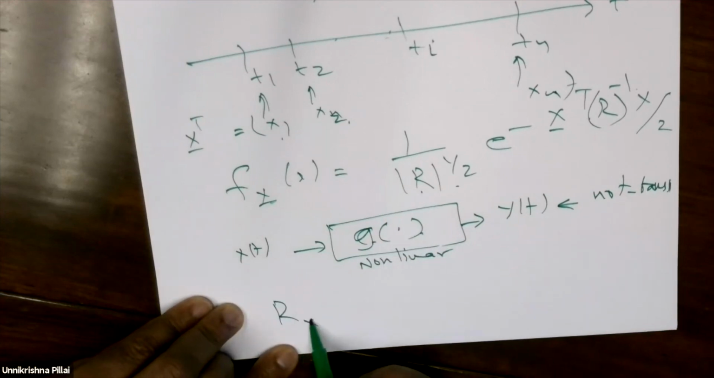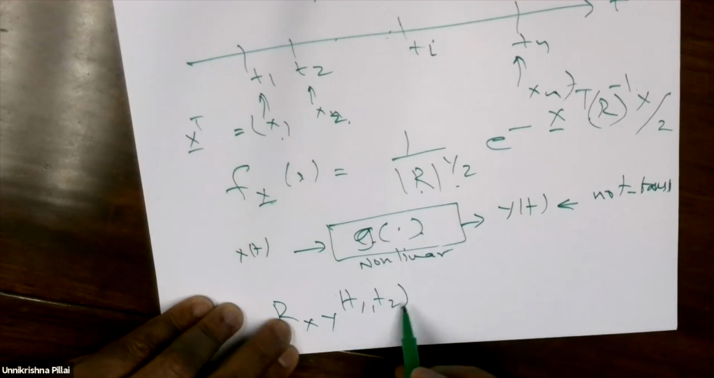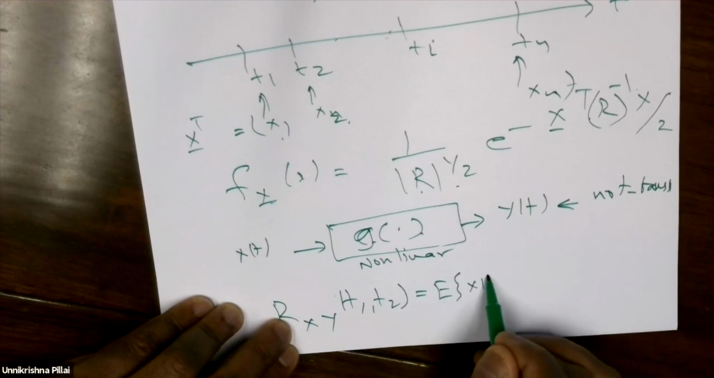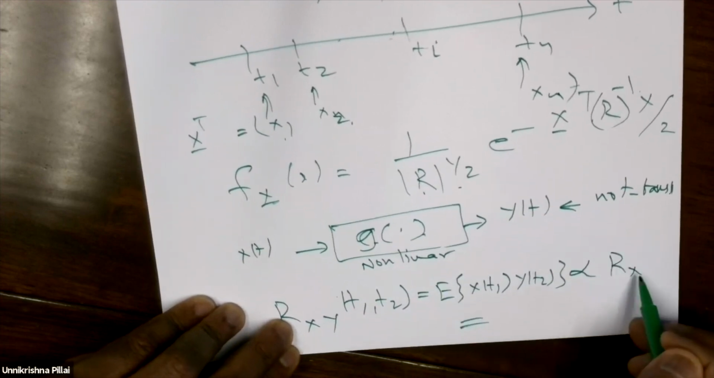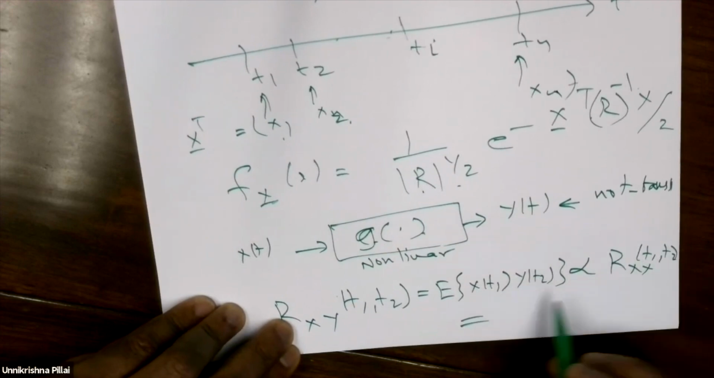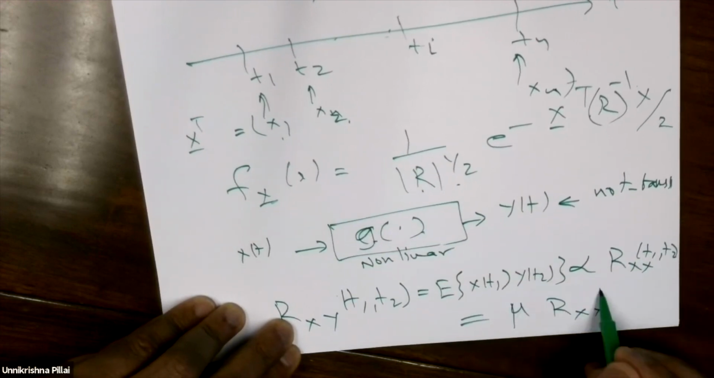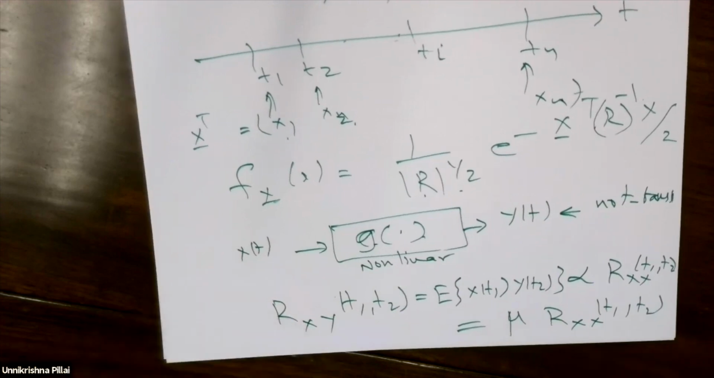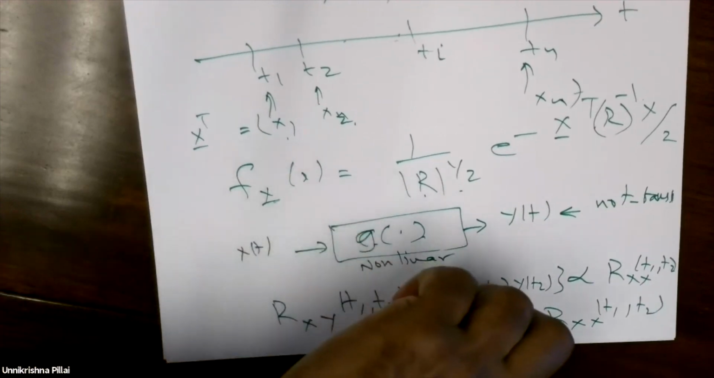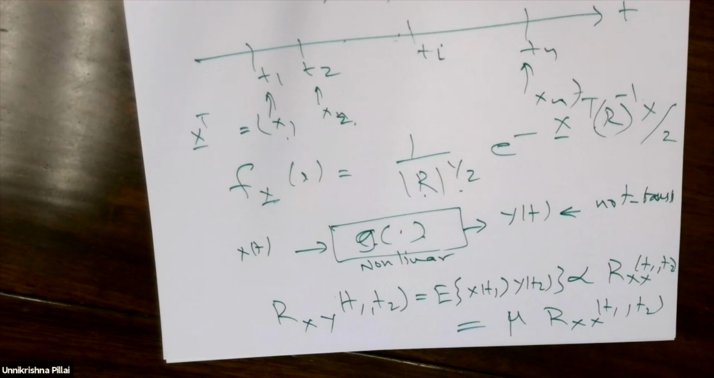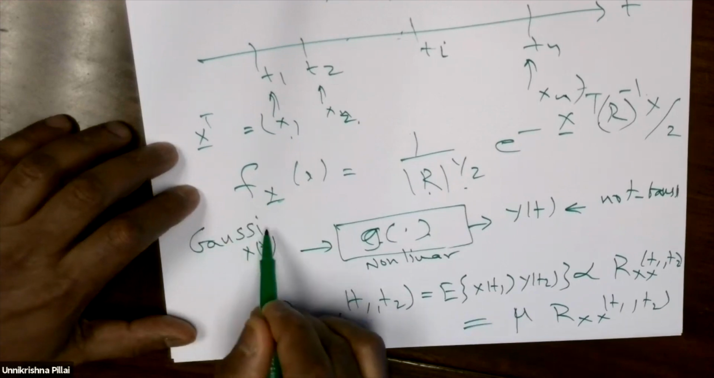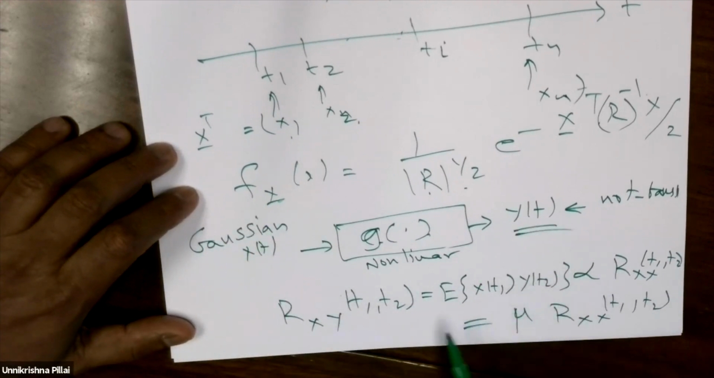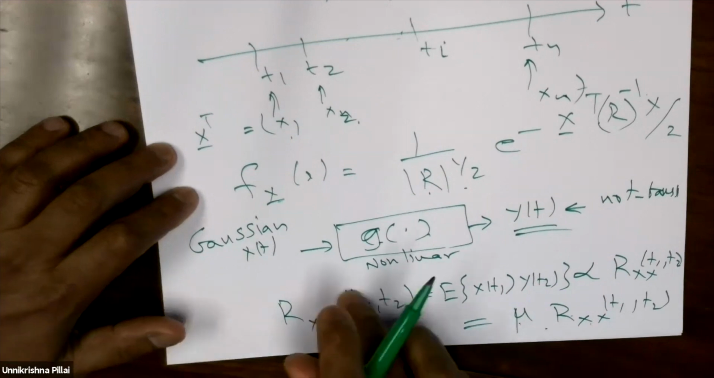But my point is, in this case, you can find the cross-correlation function, which is x of t1 multiplied by y of t2, to be proportional to R_xx. This is a famous theorem. The cross-correlation is proportional to the input autocorrelation function if the input is Gaussian. If it is not Gaussian, even this is not true. Of course, the output is not Gaussian, but the cross-correlation is proportional to the input autocorrelation function.